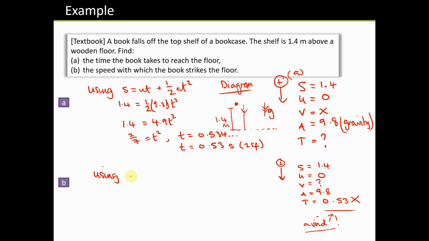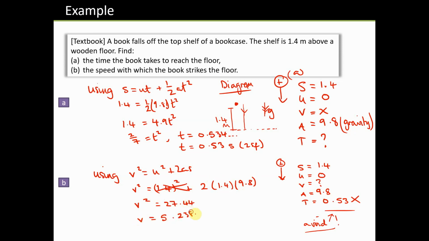So this time it's going to be using V squared equals U squared plus 2AS, and when I substitute in the values I've got, U squared is 0, so this is just going to be 2 times 1.4 times 9.8. That means V squared equals 27.44. V equals 5.238.